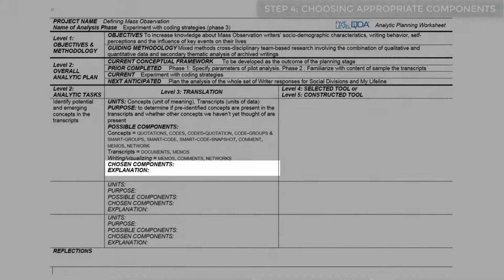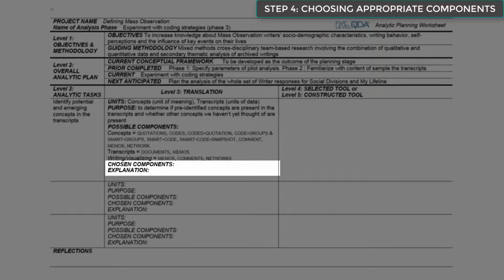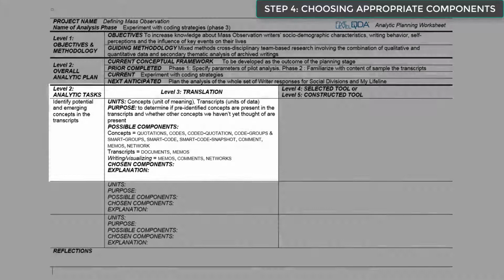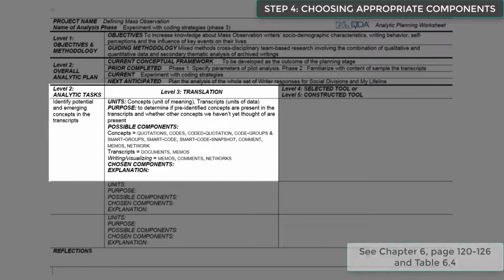The final two headings in the translation column help accomplish step 4 of translation. You'll know from reading chapter 6 that choosing appropriate components means evaluating the possible components identified in step 3 in terms of the actions that can be taken on those components and the context of the task. We fill out these two parts of the worksheet in tandem. The explanation area is designed to keep notes about why the choices were made. This will be especially helpful the first few times you go through the process, but of course you can choose to stop writing these explanations once you've got the hang of translation.